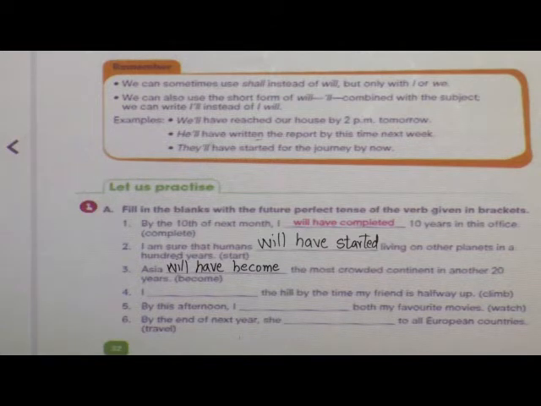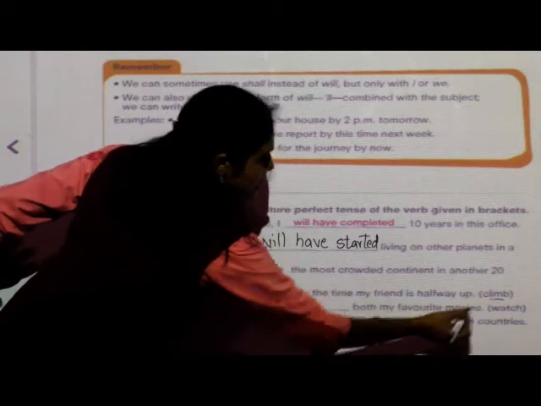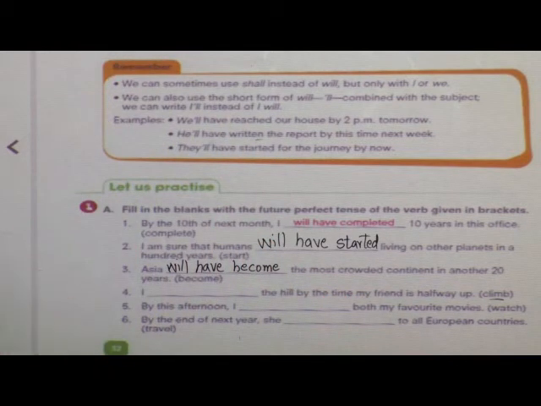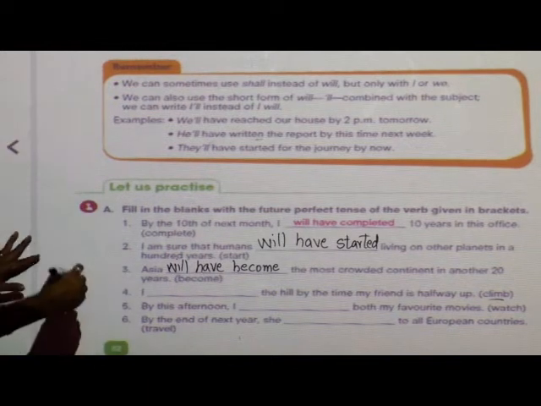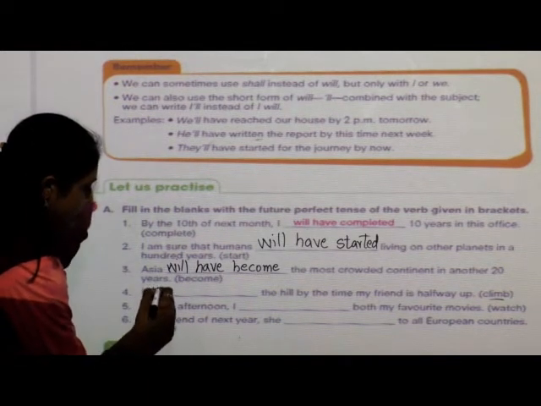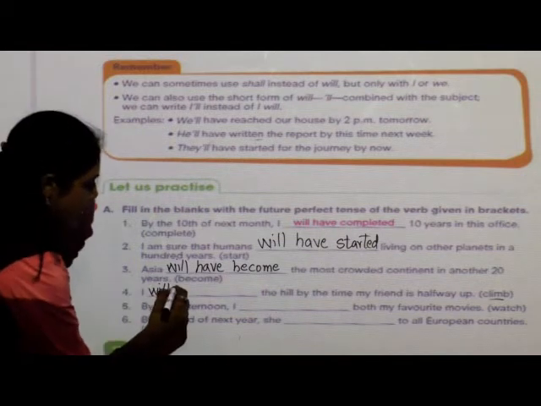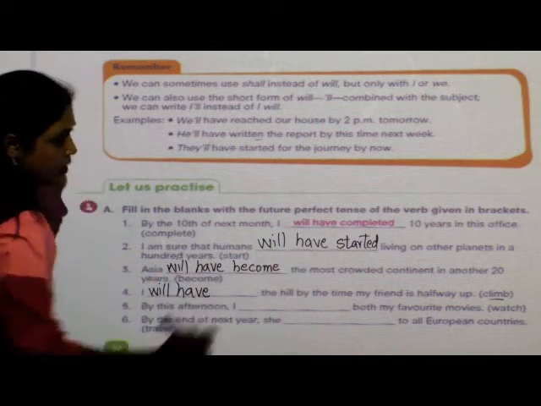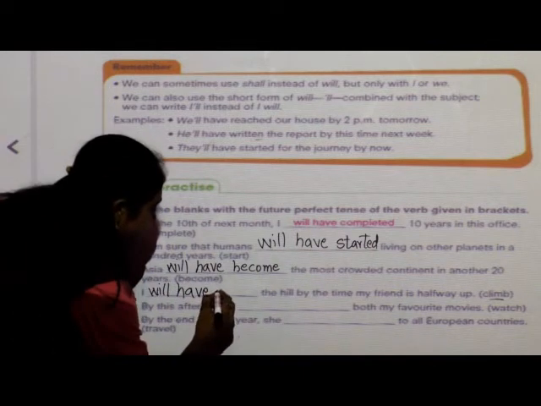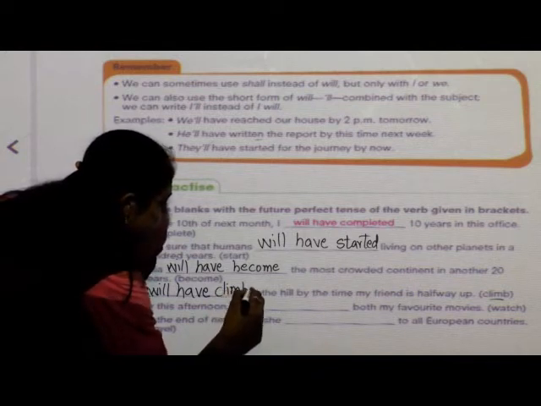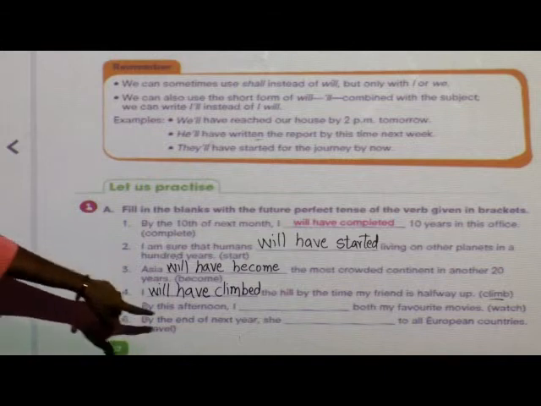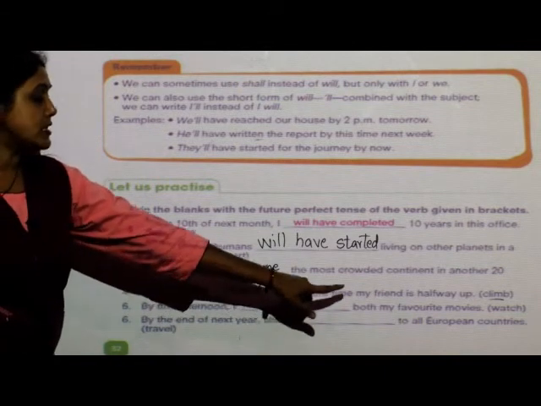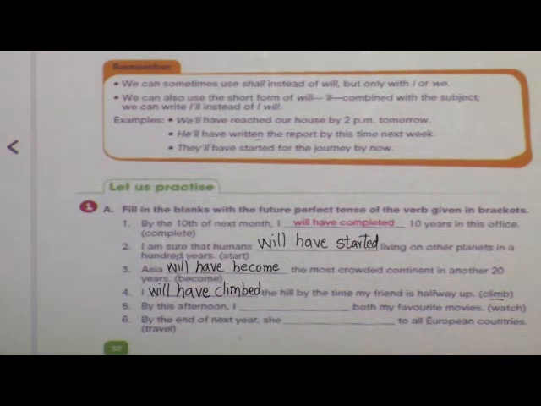Next one, I dash the hill by the time my friend is halfway up. What is the action word given there? Climb. So you have to make this sentence in future perfect tense. So I will add will to frame the structure. I will have climbed. The past participle of climb is climbed. So I will have climbed the hill by the time my friend is halfway up.